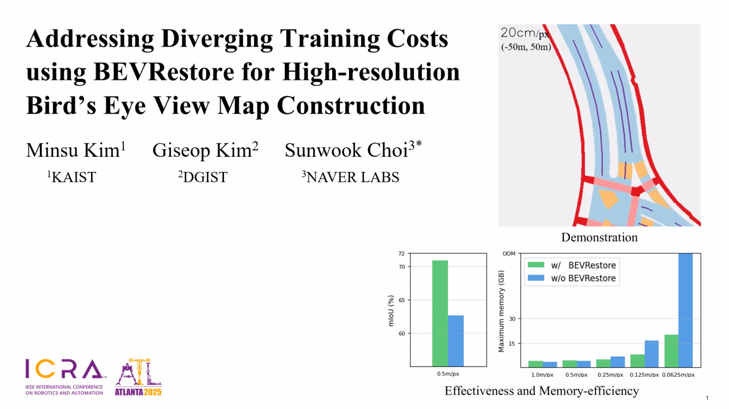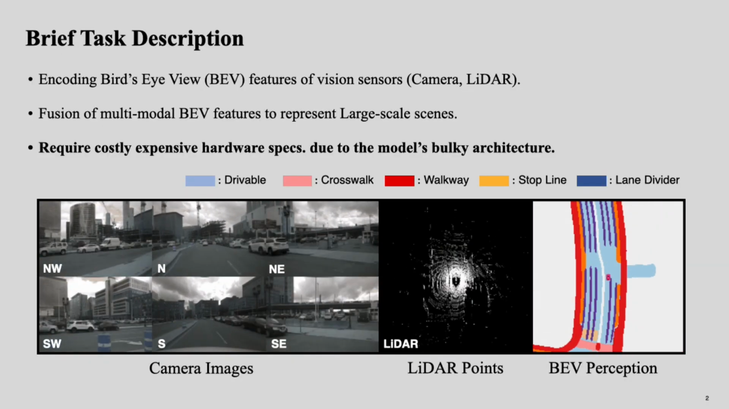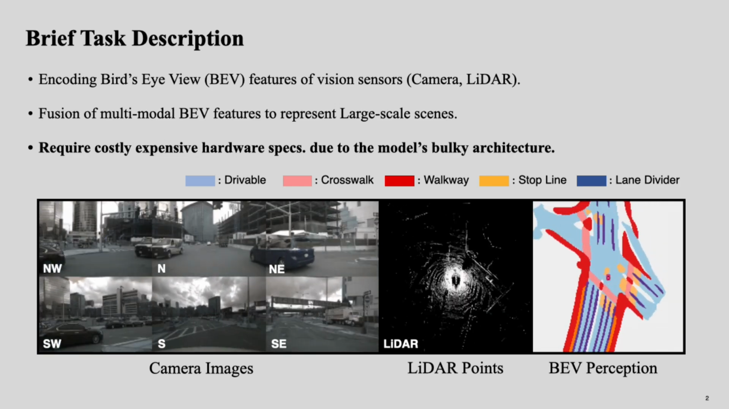We introduce our work, BEVRestore, addressing diverging training costs, using our restoration of BEV as in the upper right figure. This approach is for effective yet cost-efficient association of high-resolution BEV map generation, as shown in the figure below. For generation of semantic surround maps, our suggested framework takes in camera images and LiDAR points.